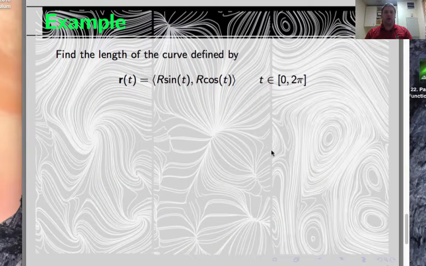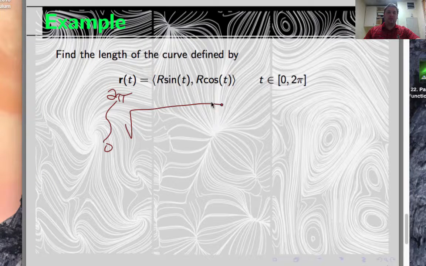Okay, so as a quick example, let's find the length of the curve defined by this function. r of t is given by r sine of t, r cosine of t, and t is going to be between 0 and 2 pi. From our formula, the length of the curve is going to be the integral from 0 to 2 pi. I know my bounds because it's given to me right over here. t is going from 0 to 2 pi.